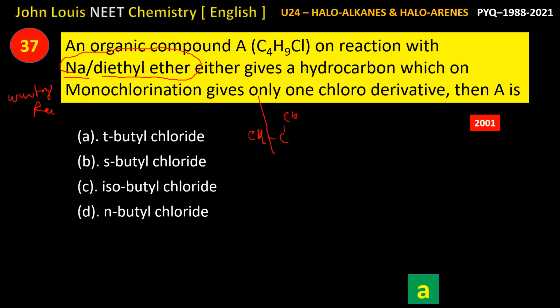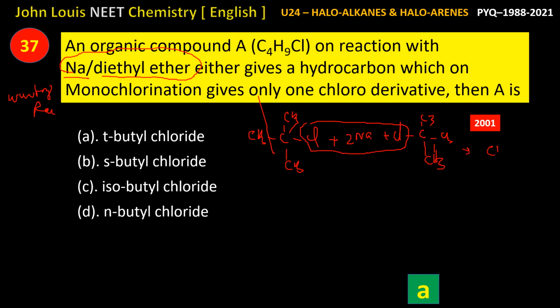(CH3)3CCl, treated with sodium metal in the presence of diethyl ether. So here we take two sodium and another tertiary butyl chloride. What happens here? Two NaCl is formed, and this carbon will be bonded to this carbon. Therefore what will you get? (CH3)3C-C(CH3)3, the bond is formed.